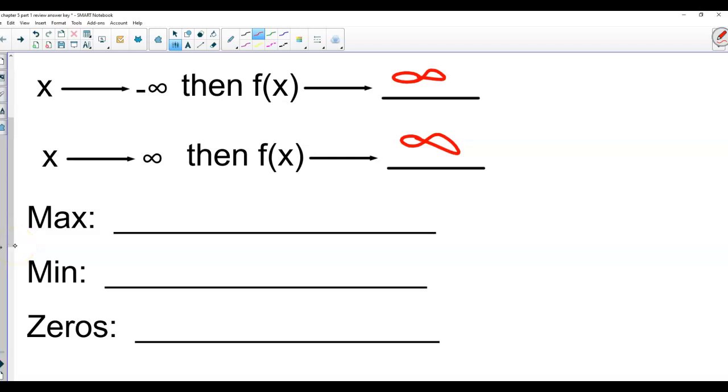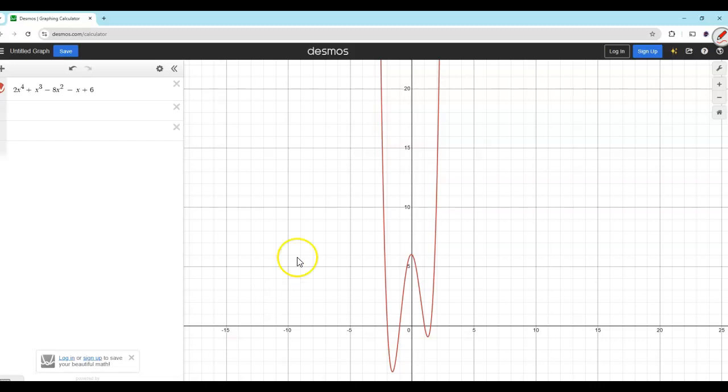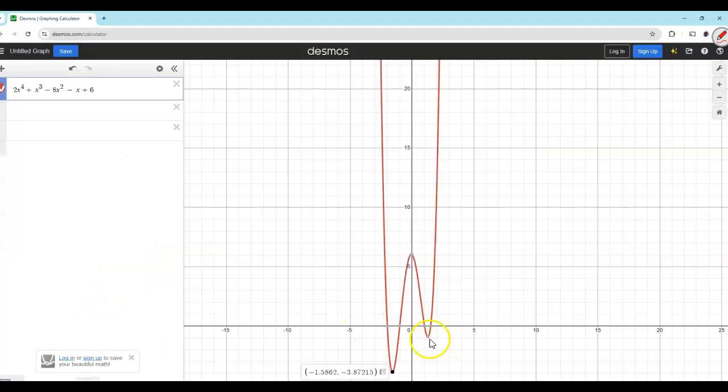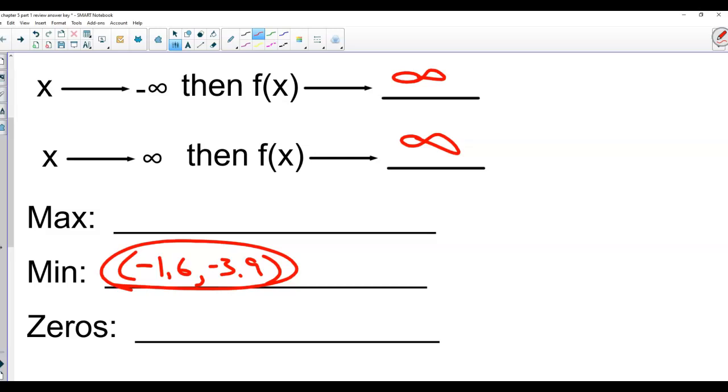I'm going to have 2 mins and 1 max. 1 min is going to be the extreme. That's the actual lowest point. Negative 1.6, negative 3.9, and I'm going to circle that as my extreme minimum. And then we're going to go 1.3 and negative 0.9 as my other minimum.